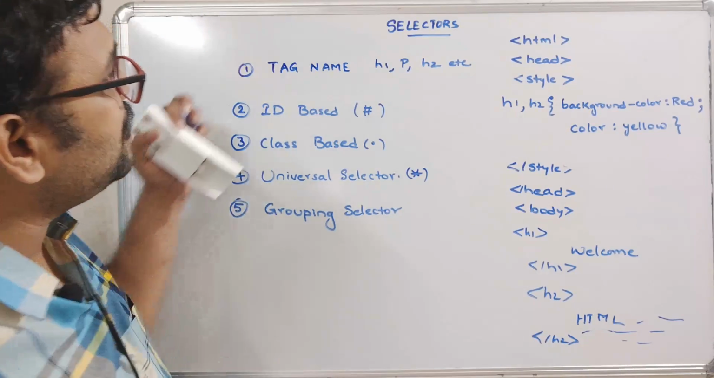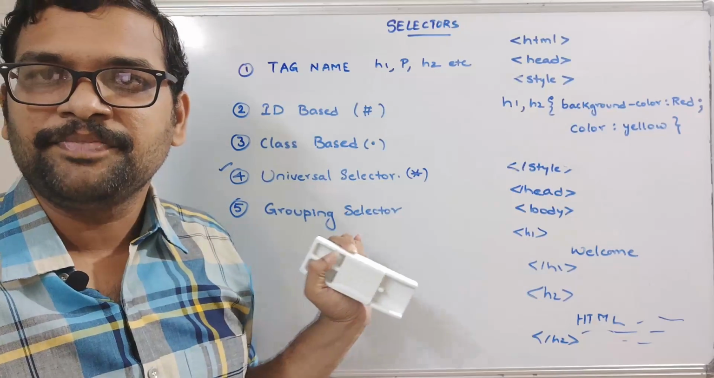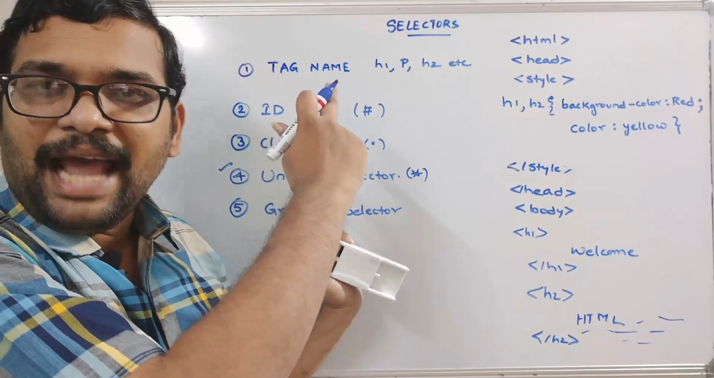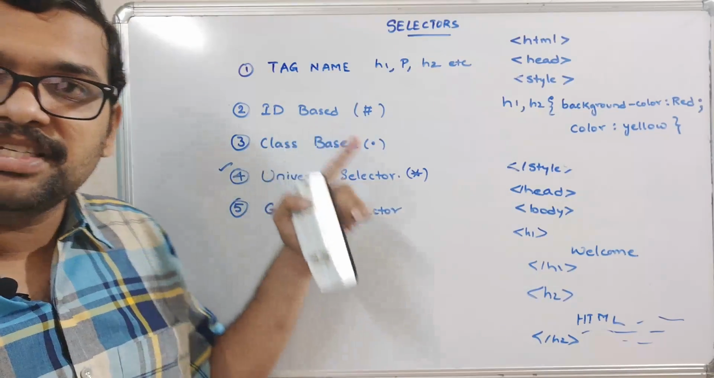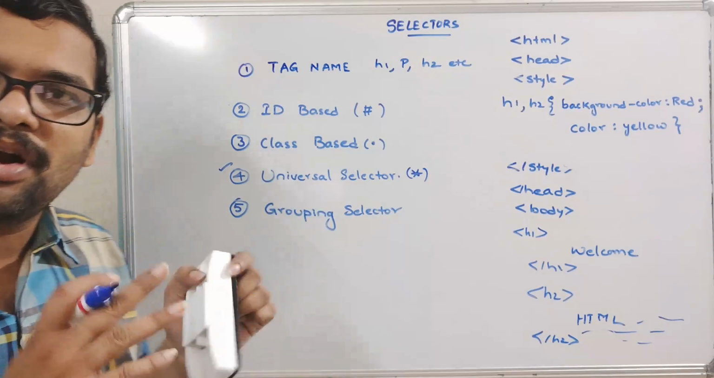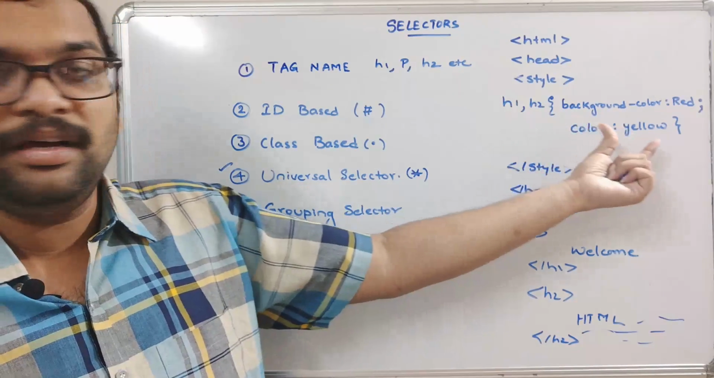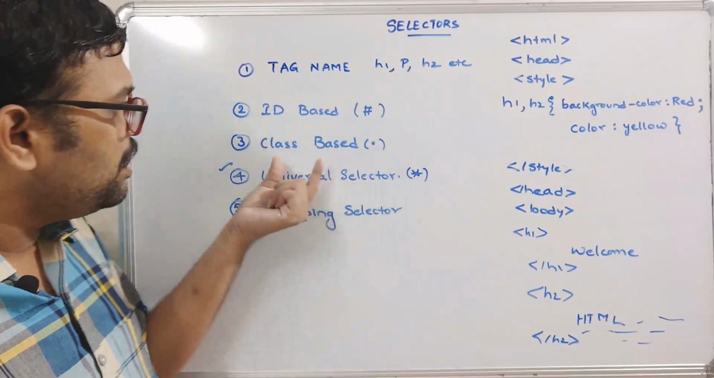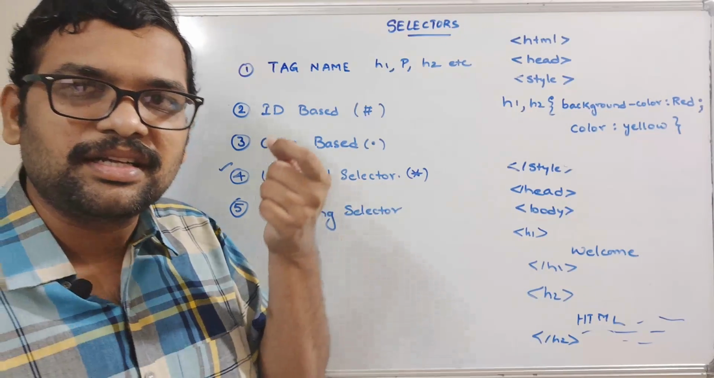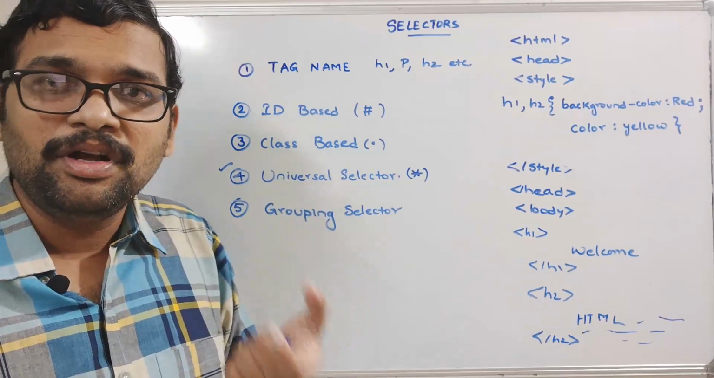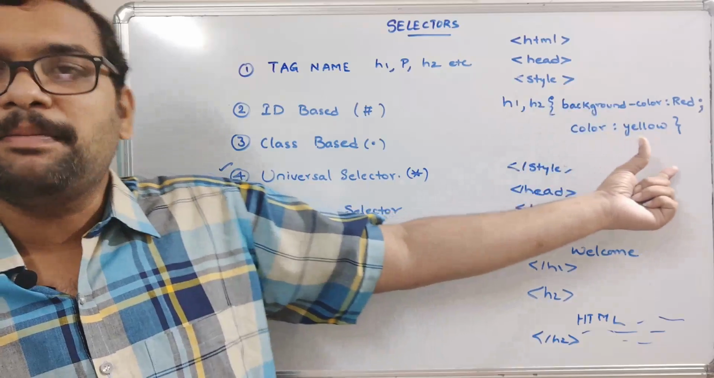So these are the different ways how we can apply the CSS to the tags. First one, by using the tag name, directly by using the tag name we can apply the CSS, and the second one is ID based. For every tag there is a common attribute called ID, so we can give the ID and based upon the ID we can specify the CSS. Similarly, class based is similar to ID. Every tag will have the class attribute. We can give a name for the class, and by using the class name we can apply the CSS.